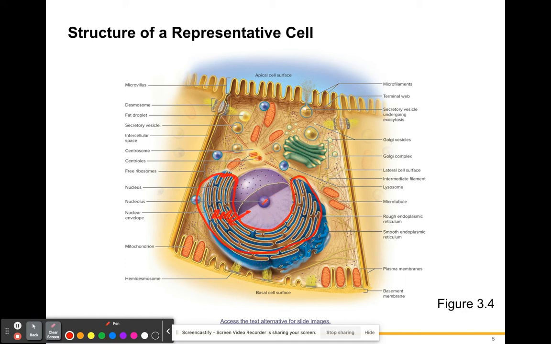The nucleus is the boss that tells the rough ER what proteins to make, or tells the ribosomes what proteins to make. So when that message comes out of the nucleus and goes directly into the rough ER, the rough ER can then give that message to the ribosome, and the ribosome can then make the protein. Here, this section without those little dots all over it, that's the smooth ER, and this is the rough ER.